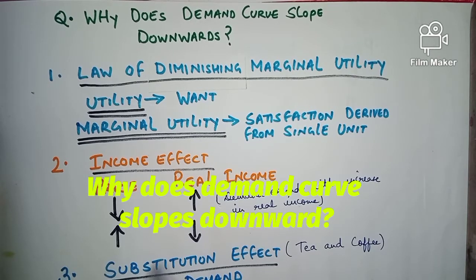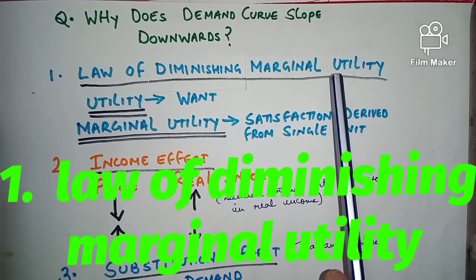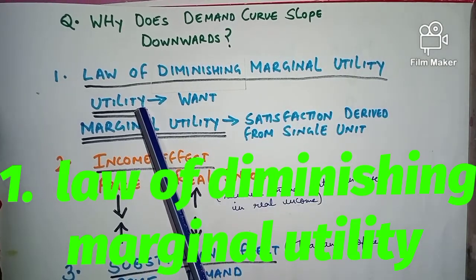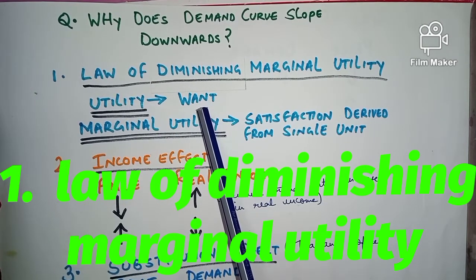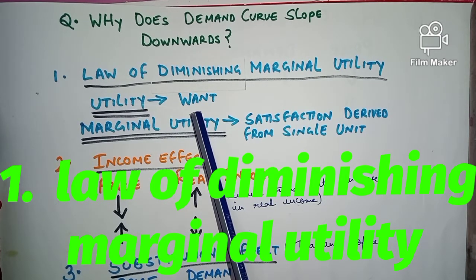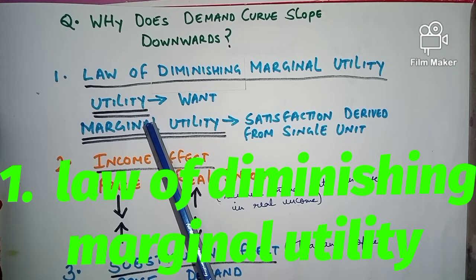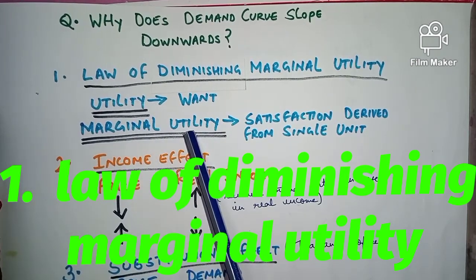The first reason is the law of diminishing marginal utility. First I will tell you the meaning of utility. Utility means want. Utility is the want, that means the satisfying power of a good. The power of a good which we are consuming, the satisfying power of that good, is known as utility. Then what is the meaning of marginal utility?